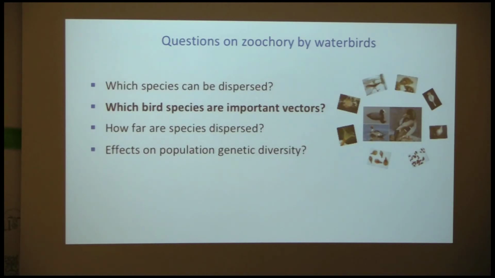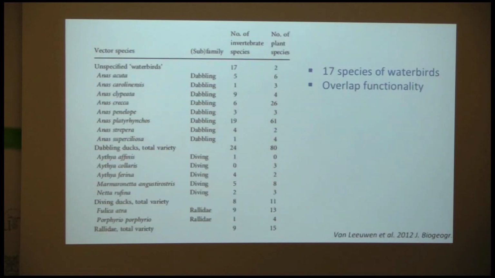So the next question was, which bird species are important factors? What do we know about that? If you look at which bird species we already know may be important, it's mostly dabbling ducks, diving ducks, and some of the coots. And there's quite some overlap in the kinds of species that they disperse. So any invertebrate that might be dispersed by mallards might also be dispersed by teals, or the other way around.